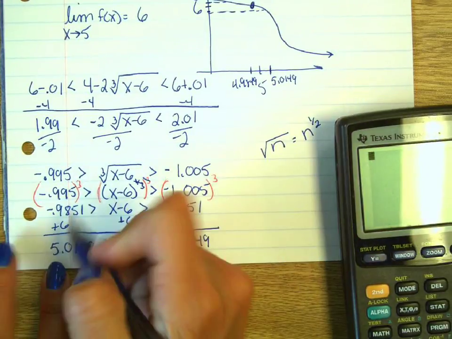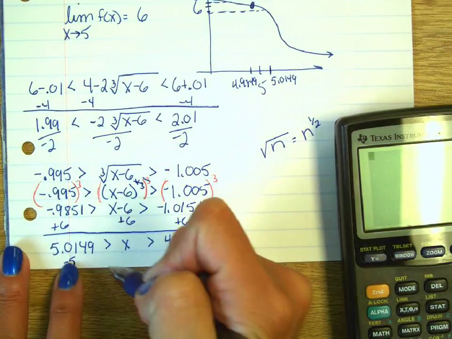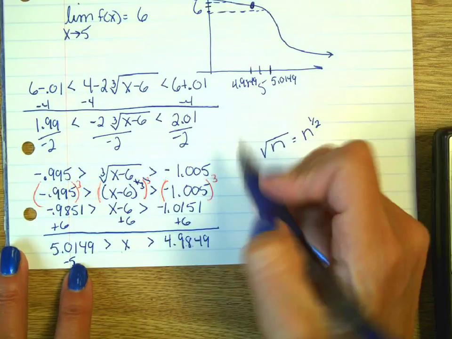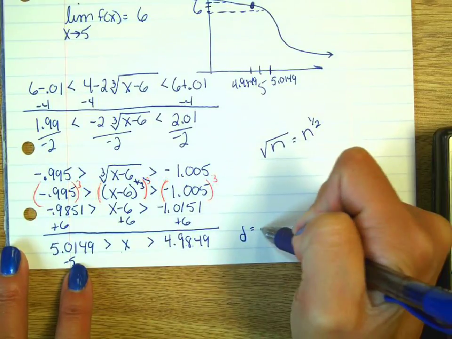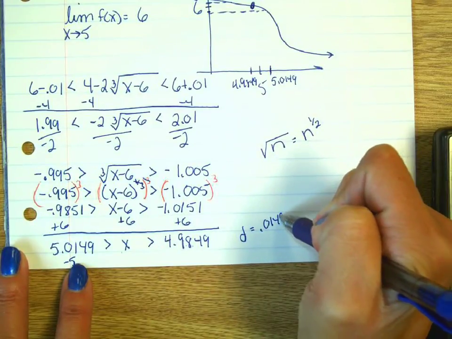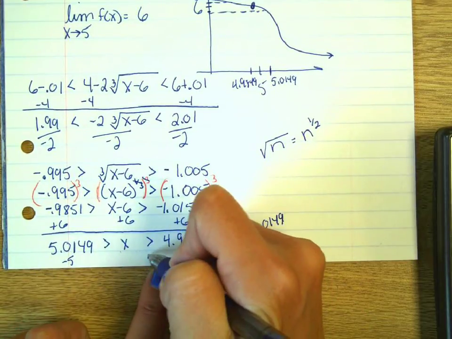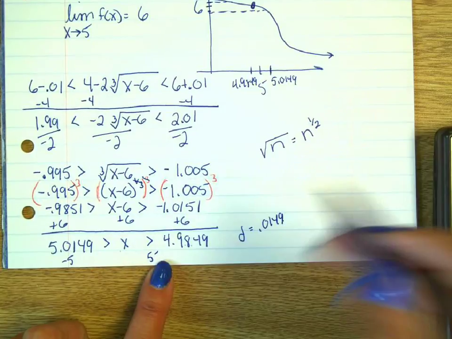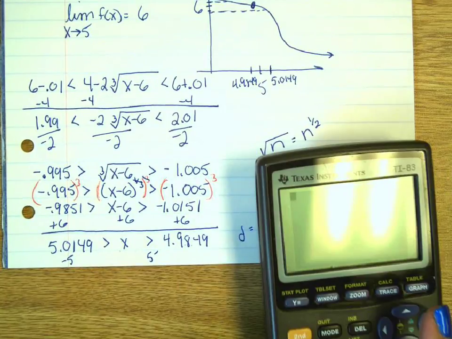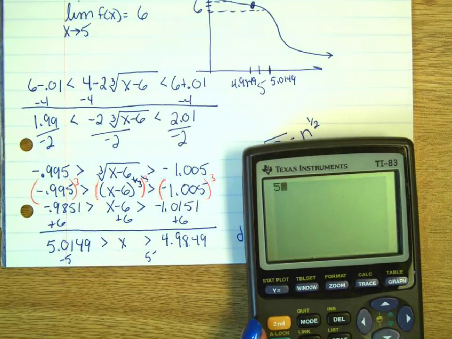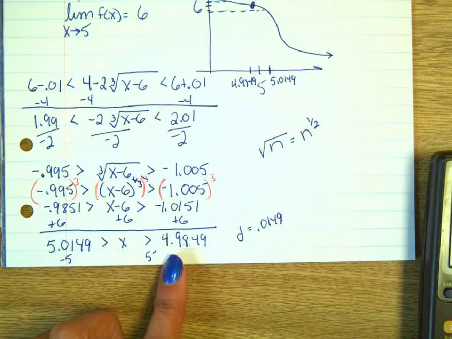So this one, if I subtract 5, I get a delta equal to 0.0149. On this side, I've got to go 5 minus this value to get the distance as a positive value. So 5 minus 4.9849.